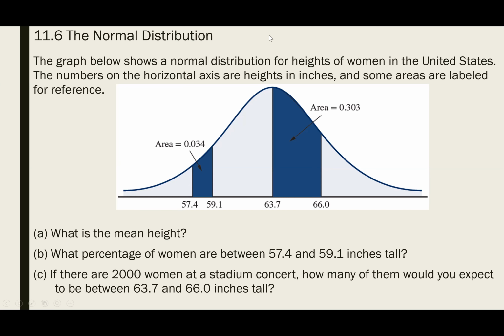If you remember the previous definition, the mean, the median, and the mode are at one location. Hopefully you see that the highest peak in the middle of this bell-shaped curve is your mean. In this case, the mean height for women in the United States is 63.7 inches. Whatever the mean is, that's what they have. And they ask you, what is the percentage of women between the heights of 57.4 and 59.1 inches tall?